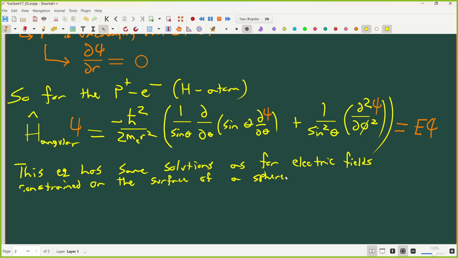It's the same functional form. Obviously the interpretation is different, but this gets to that wave-particle duality thing again. The solution of an electron at fixed radius looks like an electric field confined on the surface of a sphere. Right? What's an electric field confined on the surface of a sphere? Well, that's just electrical waves propagating on a sphere.